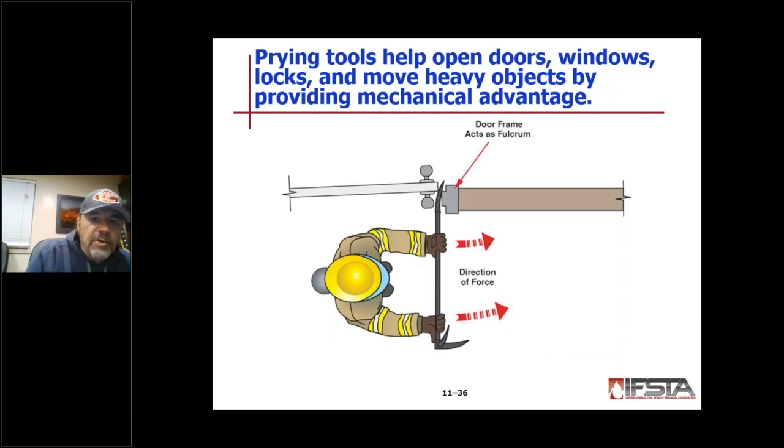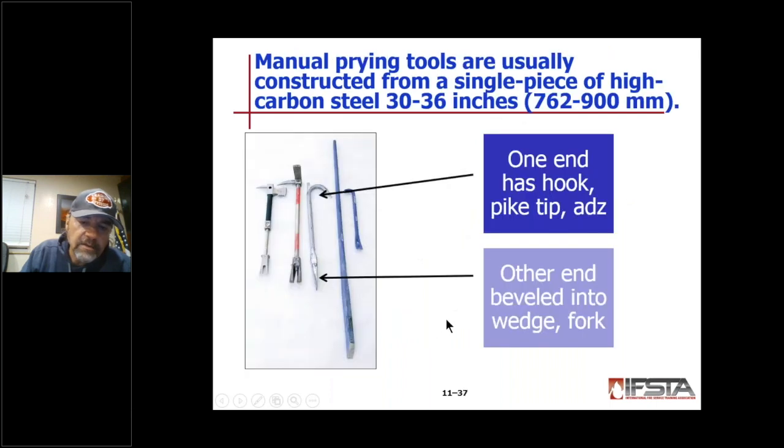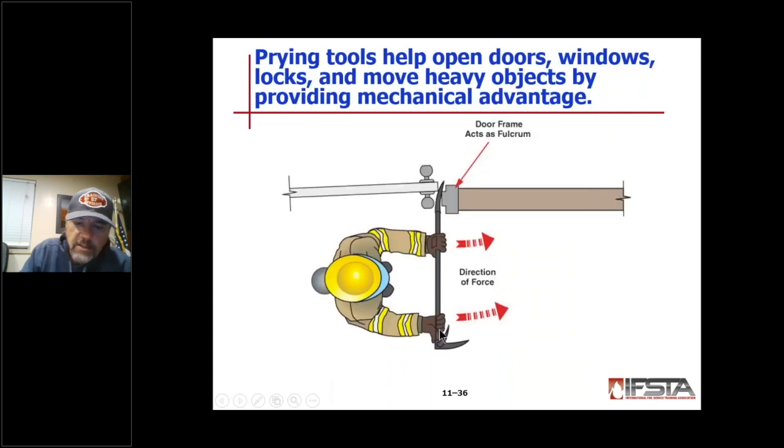Prying tools can open doors, windows, move heavy objects, and provide mechanical advantage. This graphic shows using a Halligan, making entry through a door frame. Right up here is the fulcrum, it's pressing. So you have this whole moment arm to create additional leverage to be able to put great amounts of force on whatever we're trying to move or open.